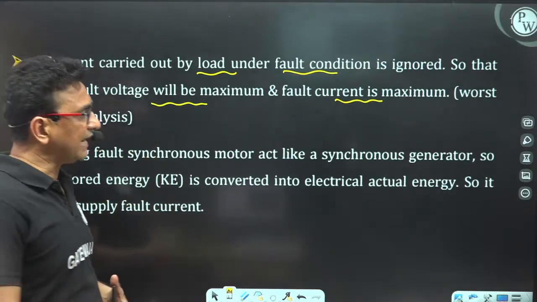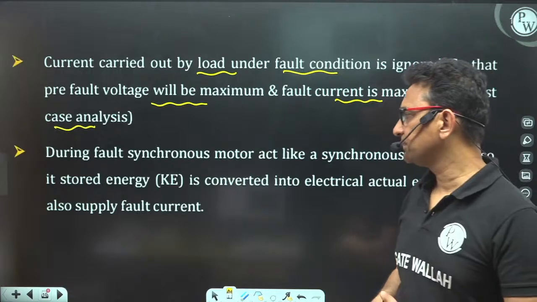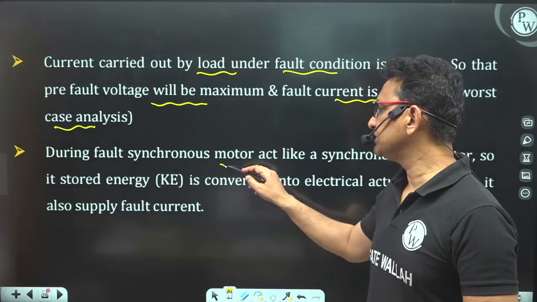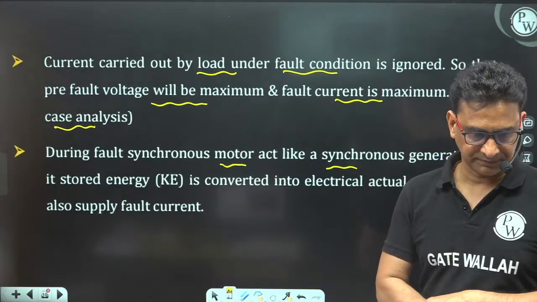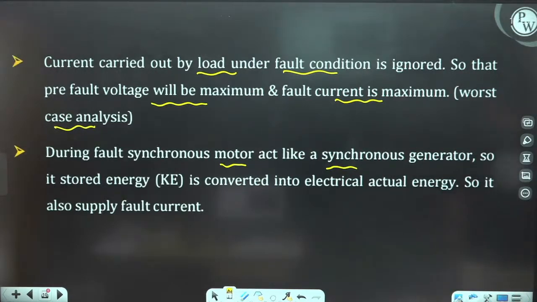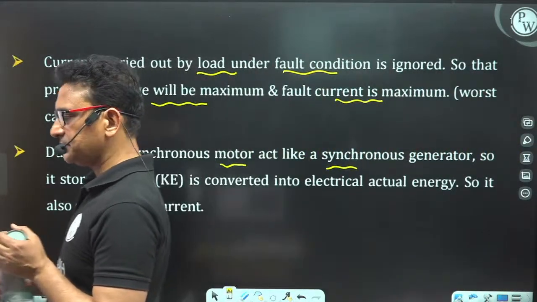Now, the next assumption we make for the calculation of fault is that during fault, the synchronous motor acts like a synchronous generator. Can anybody tell me how this happens? Why during the fault time will the synchronous motor act like a synchronous generator? Anybody? Why during the fault condition does the synchronous motor become a synchronous generator?